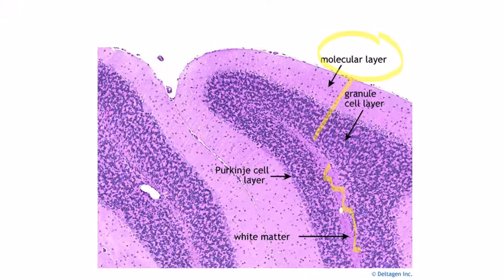Molecular layer, Purkinje layer, and granular layer. Again, it's formed of the molecular layer from outside. Then we have the Purkinje layer, then the granular layer. All this is the cortex. Here is the medulla. Higher magnification.